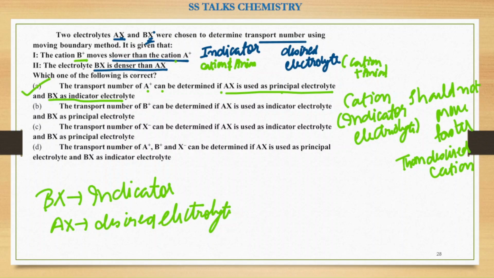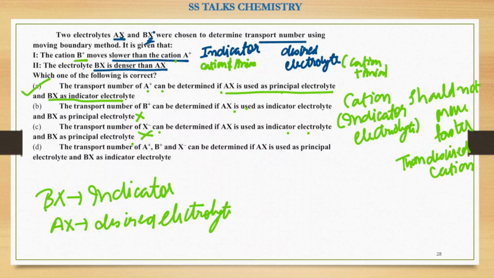In the second, it says the transport number of B positive can be determined if AX is used as the indicator. This cannot be, because the condition given is that B positive is moving slower. So BX will be my indicator and not the principal. So this is the reverse. It cannot be, right? In a similar manner, the transport number of X negative can be determined if AX is used as the indicator and BX as the principal. Again, the reverse is given, so it can't be that.